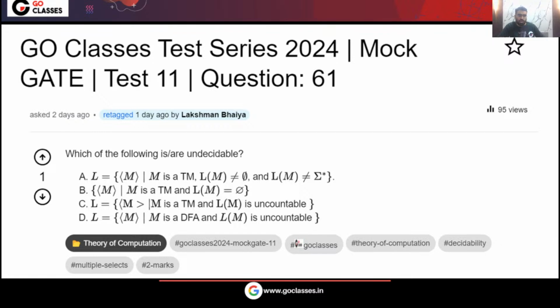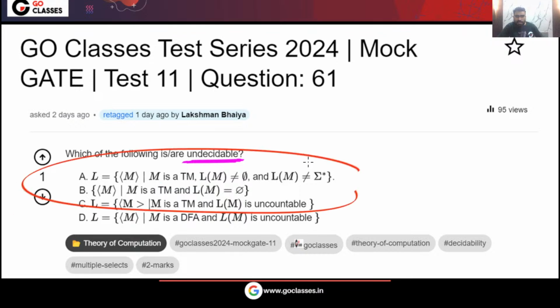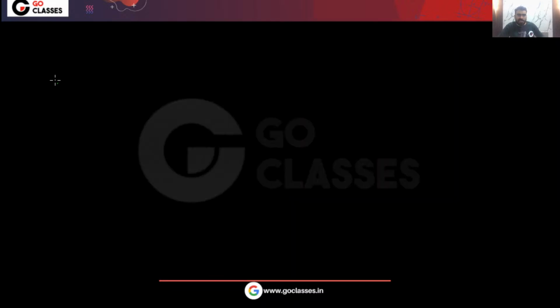Decidability question from theory of computation. Which of the following are undecidable? Some options are given to you. Basically all of them are properties of Turing machines, right? You can see M is a Turing machine, M is a Turing machine, M is a Turing machine. Oh, here you have M is a DFA. So these are language properties of Turing machines, and you can apply the Rice theorem here. The question is asking which is undecidable.